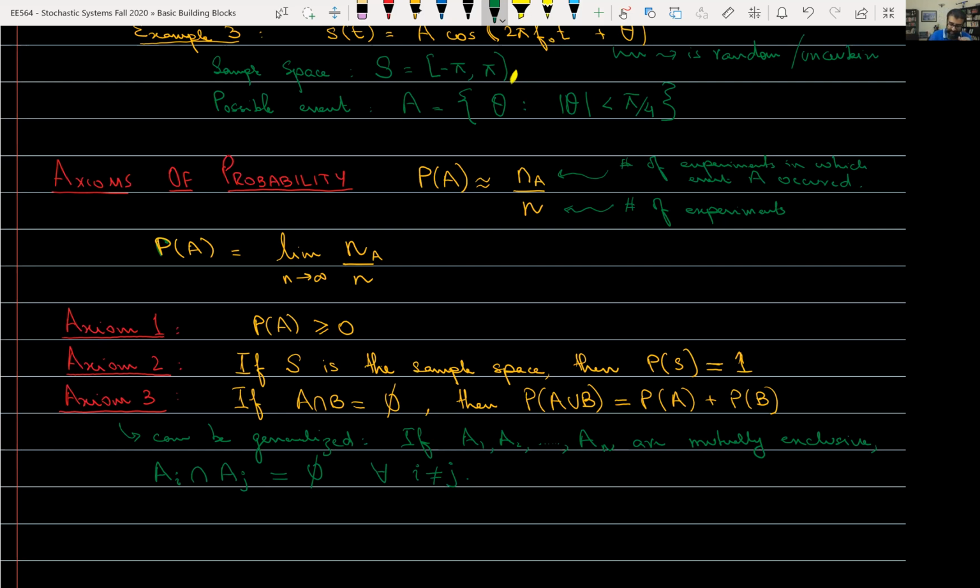And if this condition is satisfied, then the probability of the union of A sub i, i equals 1 to n, what will it be equal to? This will be equal to the sum of the probabilities.